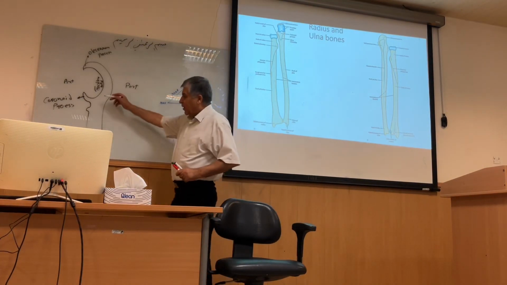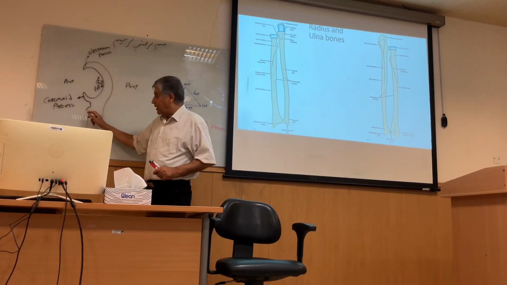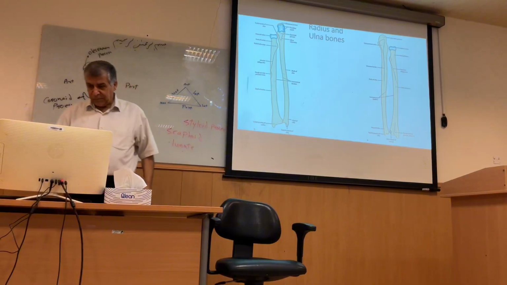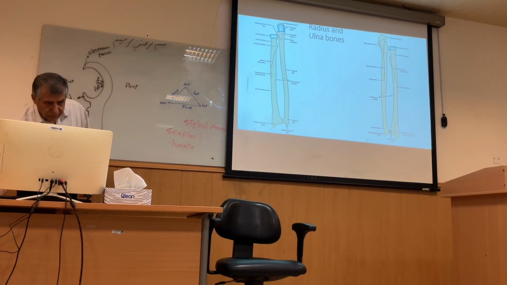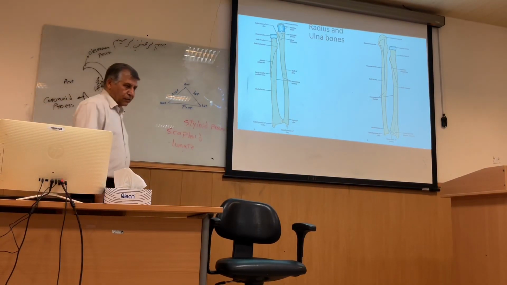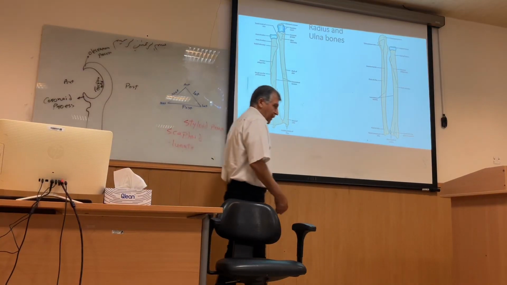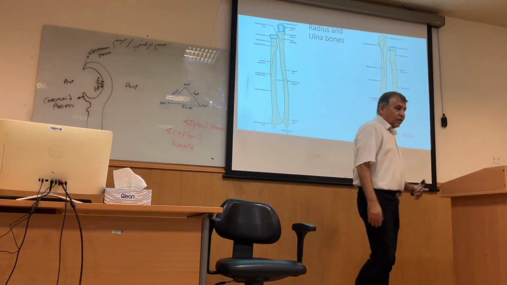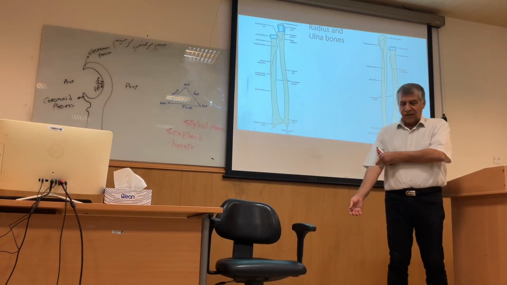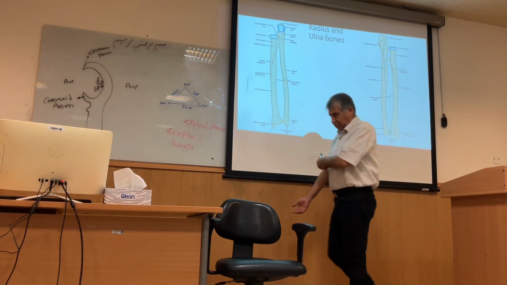Below it, you can see this process, this one. This one is called the ulnar tuberosity, for attachment of the brachialis muscle.